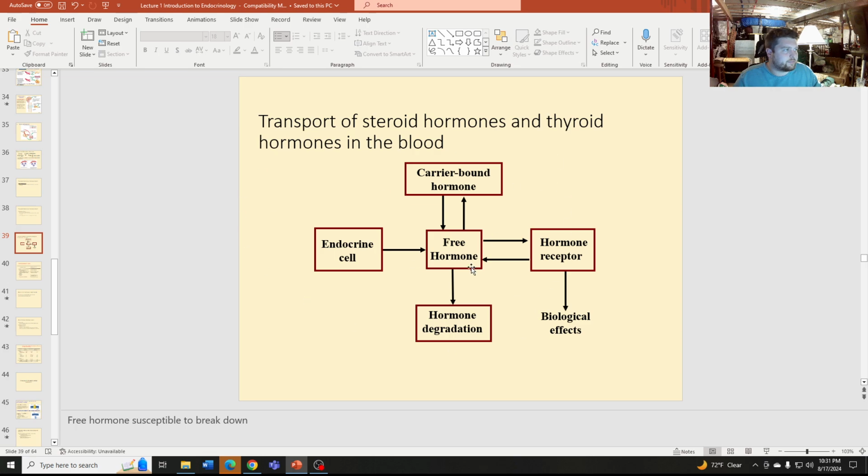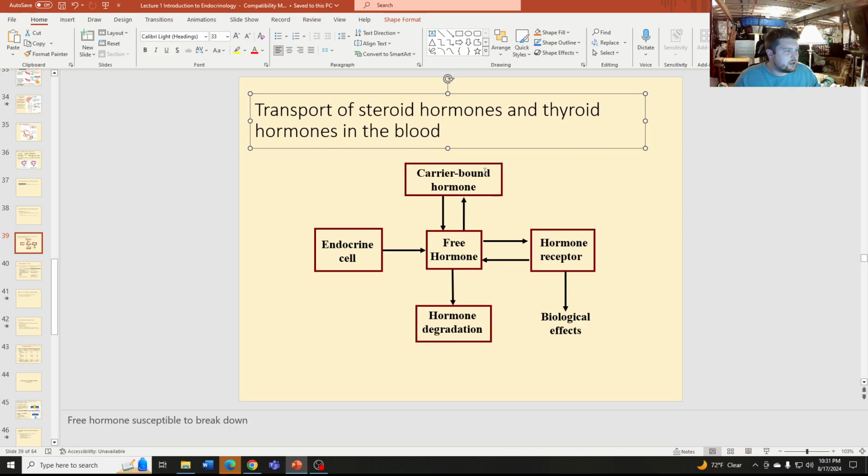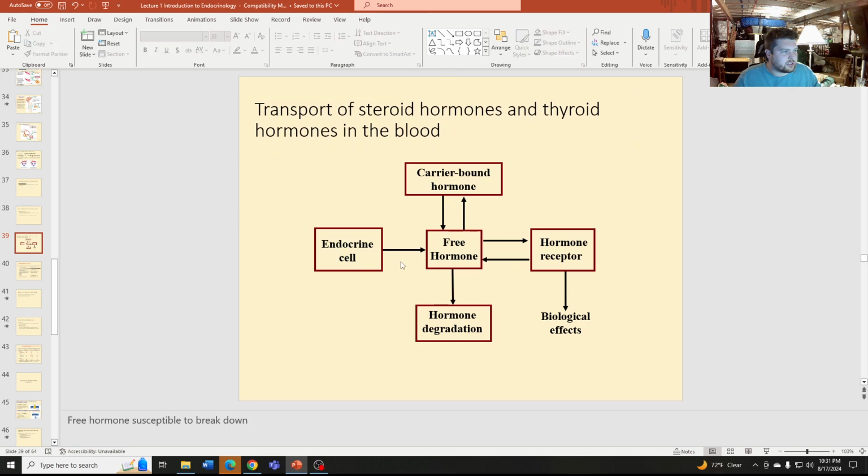Here's just little steroid hormones and thyroid hormones. You have from the endocrine cell, it releases a free hormone, can break down, or it goes up, gets bound, or binds to the receptor, and you get the biological effects. The free hormones are susceptible to breakdown.